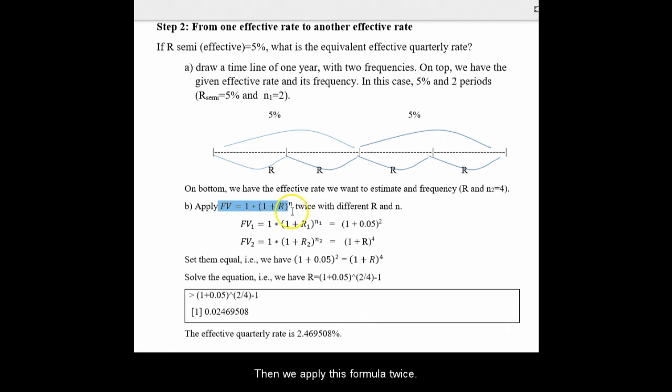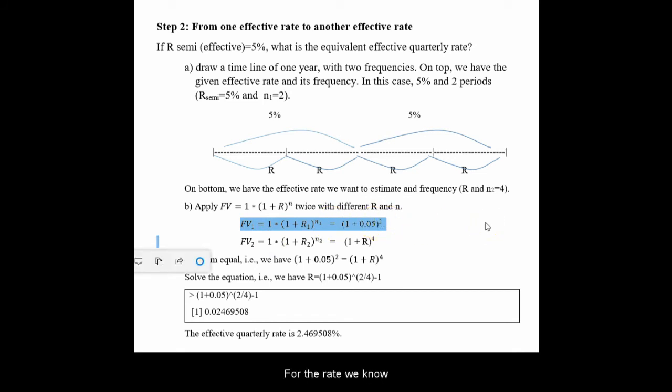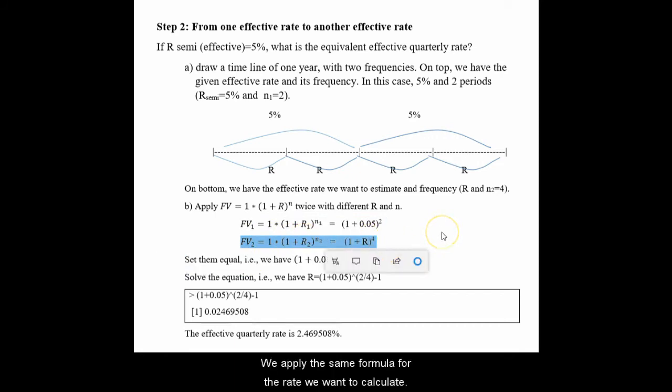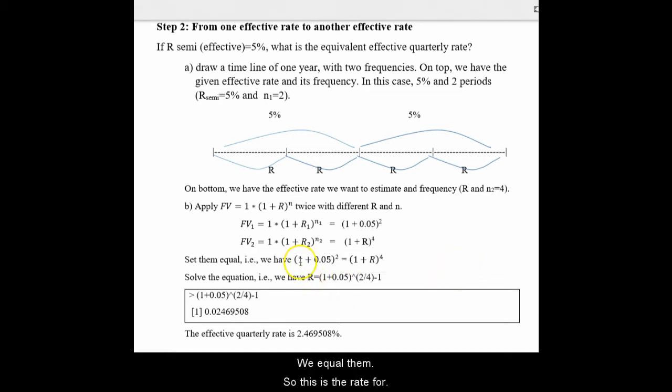Then we apply this formula twice. The first one, we apply for the rate we know. Then we apply the same formula for the rate we want to calculate. We equate them. This is the rate for semi-annual, and this is the rate for quarterly. We equate them, then we solve it.